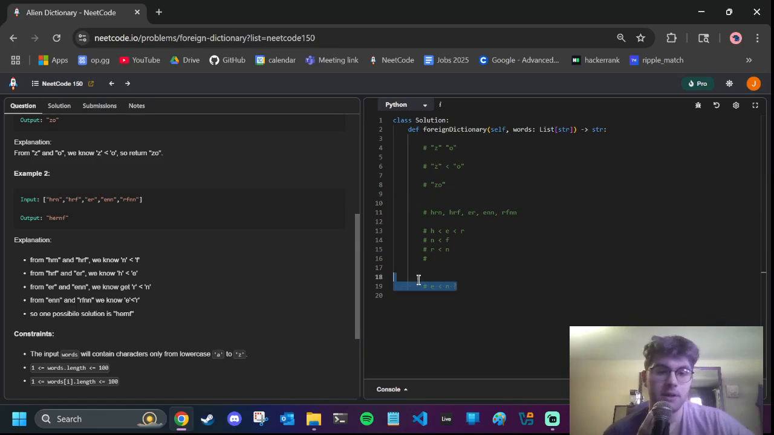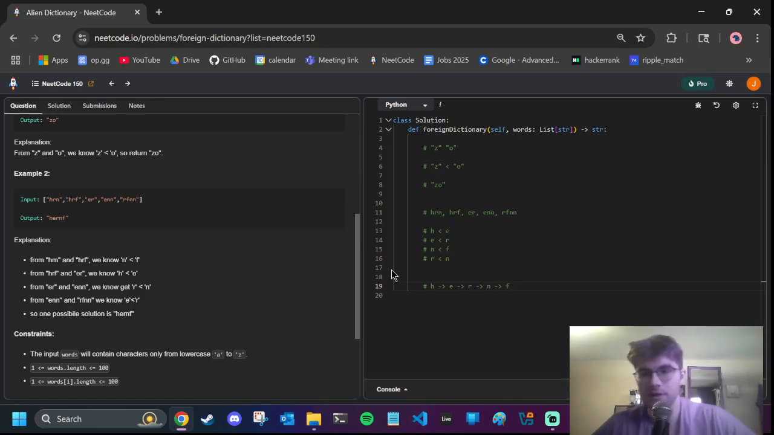So just for simplicity, E is less than R. Now we can kind of think of it like a graph. If we point to something that's bigger than yourself, we know that H points to E, E points to R, R points to N, and N points to F.